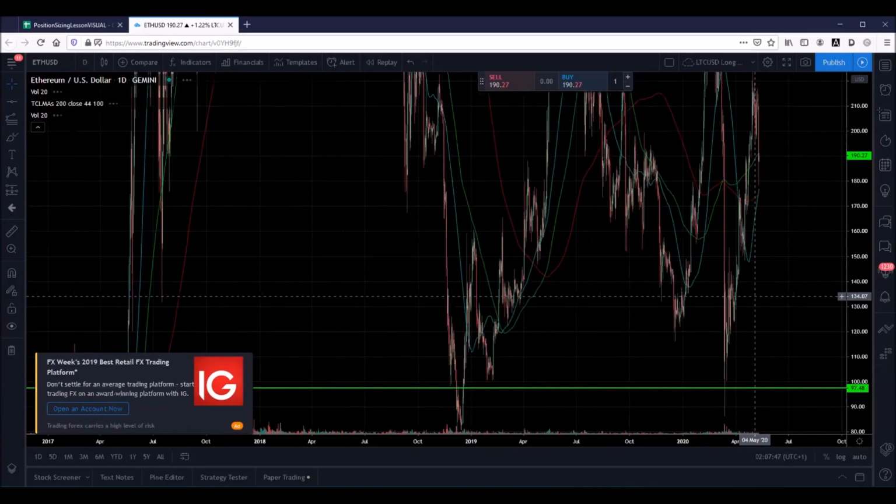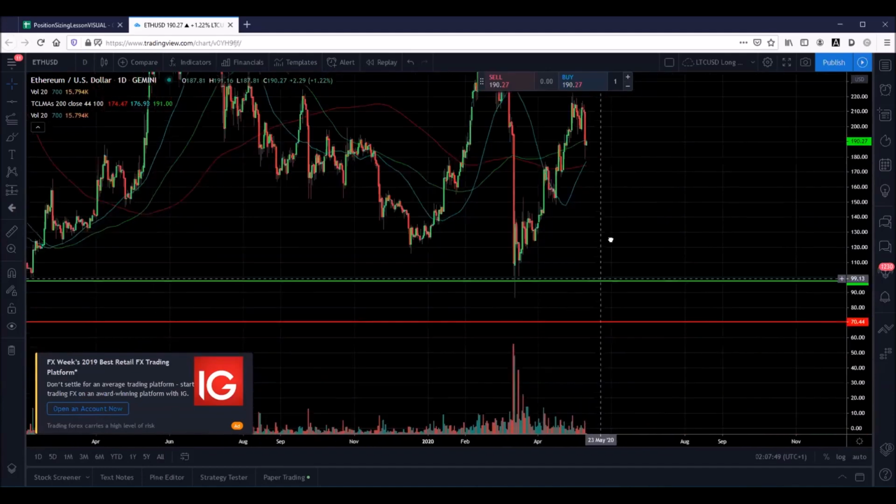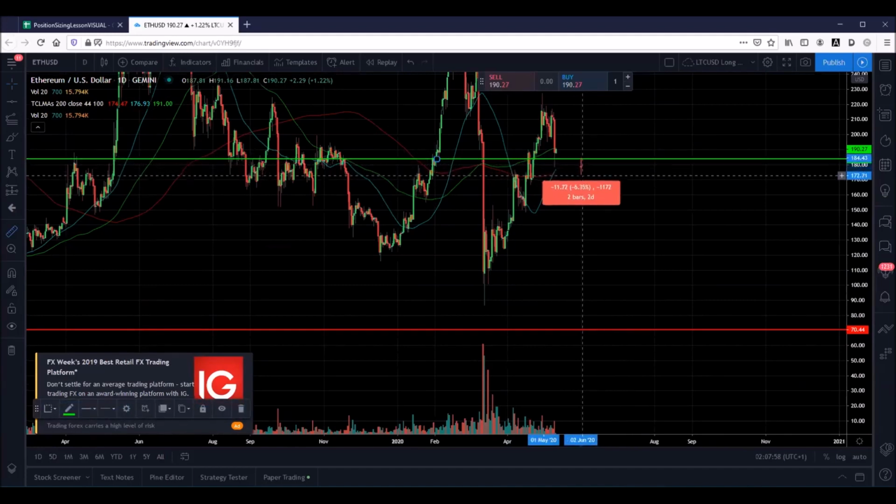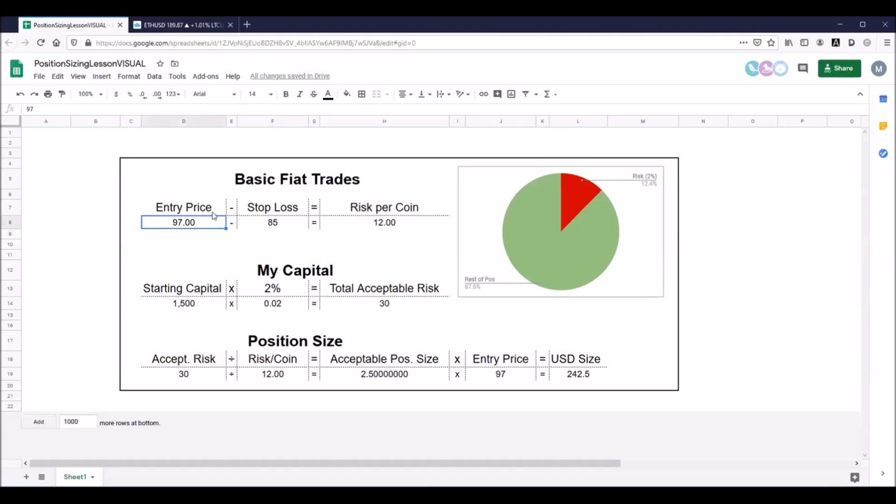You can be in over here, looking at your chart going, if I entered here and I gave myself a 10% drawdown, so 184 to 165, that means that my 2% is going to fit into 10%, and my total position size is going to be about 20%.